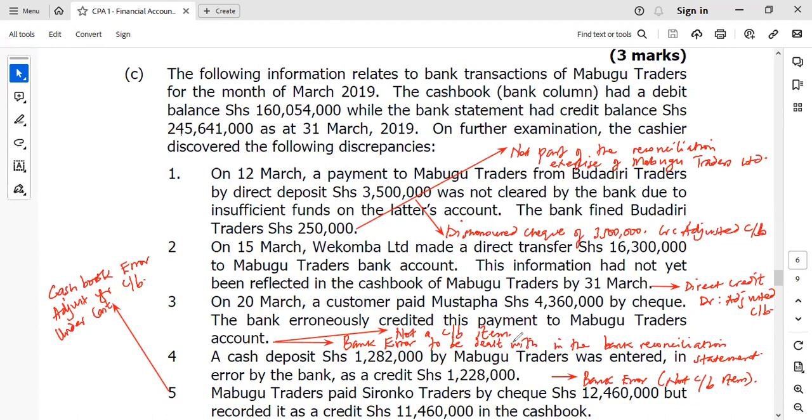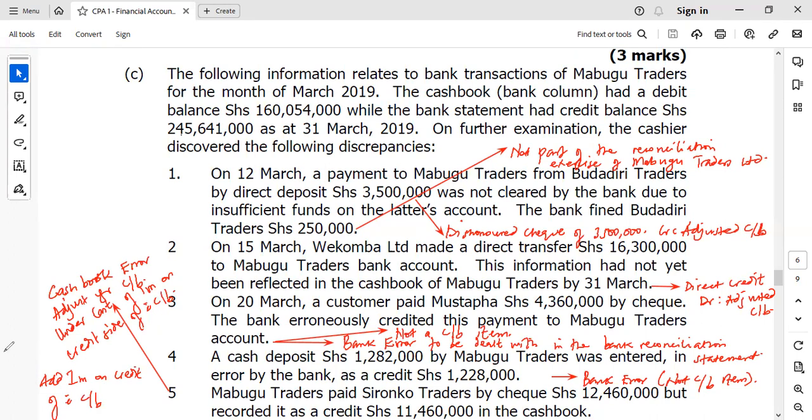How much is the difference between 12,460 and 11,460? A difference of 1 million. Undercast of 1M on the credit side of the cash book. So what you have to do when you're adjusting this is just add 1 million on the credit of the cash book to account for the undercast of 1M that was made.